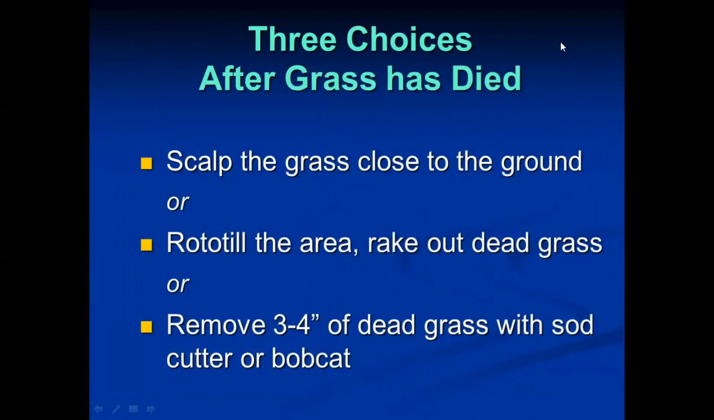After your grass has died, you may get some residual pop-up. Most of the grass died. Maybe you've got a couple areas where there's still a few little green leaves. You can spot spray those. But after your grass has died, you can scalp it close to the ground. They're doing that now for winter ryegrass, and you can do that to your dead Bermuda grass as well. You can rototill the area and then rake out the dead grass, or you can remove the top few inches of the dead grass with a little bit of sod with a sod cutter or a bobcat. And I'll show you what I mean.